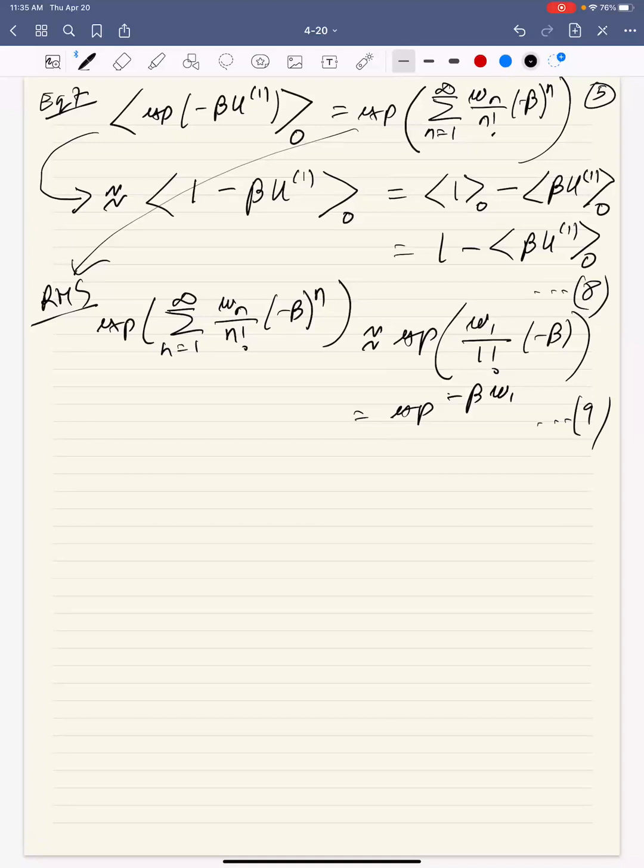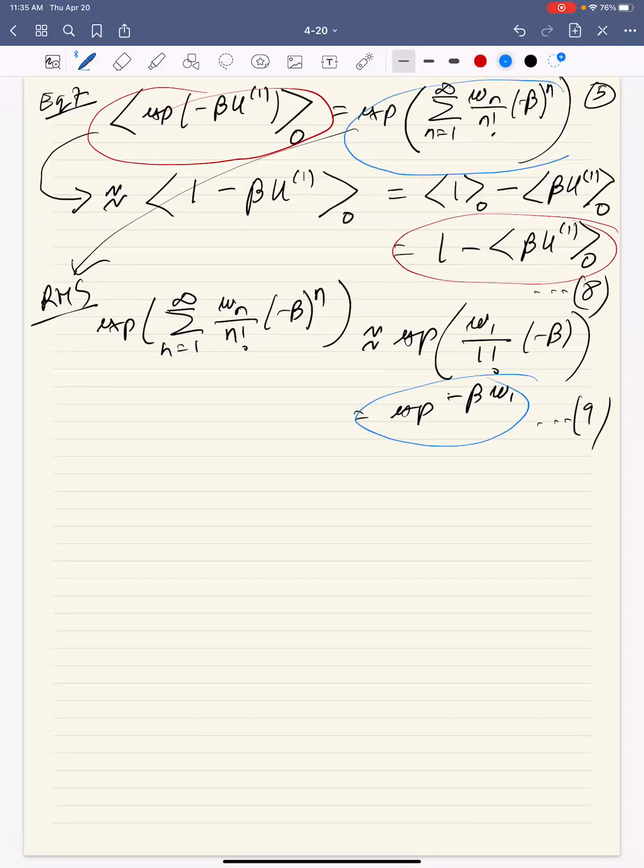Equation 8 is the left-hand side over here, right? Equation 9 is the right-hand side over here, in blue. And these two things are equal. So what did we get? We just got that e to the power minus beta U1 in ensemble 0 is approximately e to the power minus beta W1. Why is it approximate? Because it is a high temperature limit. We stopped at beta to the power 1. We did not go to beta power 2.